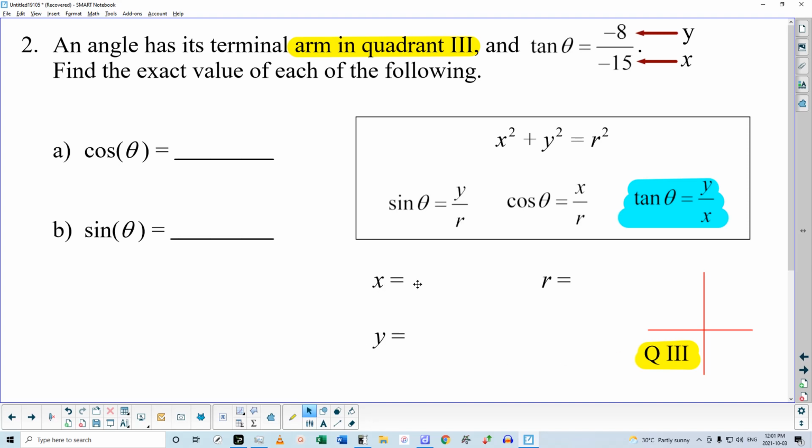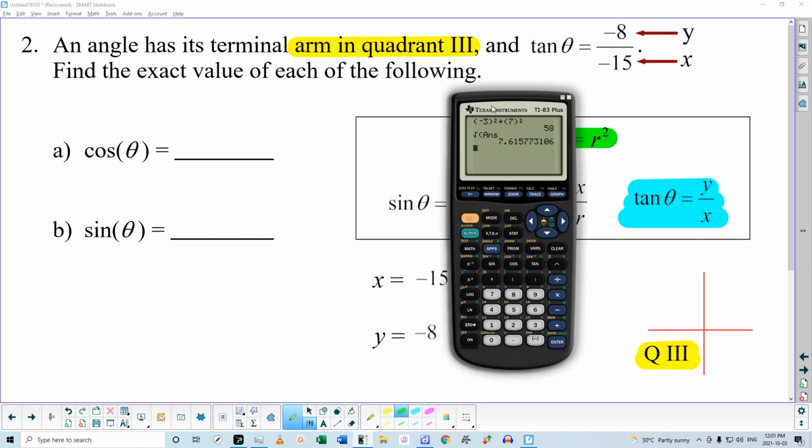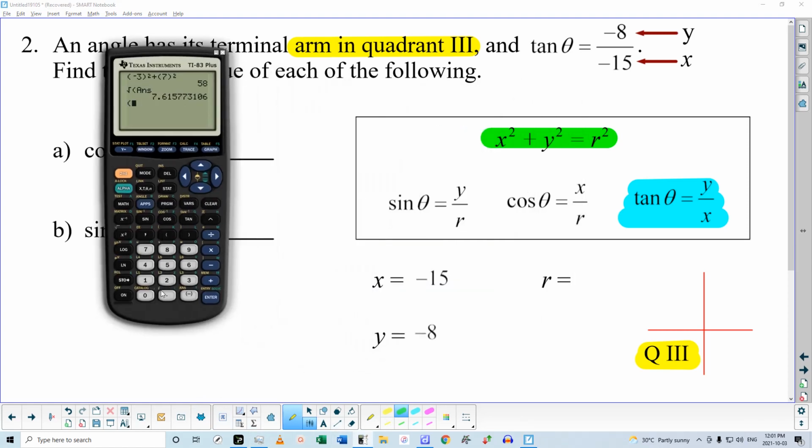So now I can write in x equals negative 15. I'm looking at the bottom of my screen here. Y is equal to negative 8. Now I can determine the value of r. So again, I'm going to use for this step x squared plus y squared is equal to r squared. Don't forget to put the brackets: negative 15 quantity squared, that means in brackets squared, plus negative 8 quantity squared.